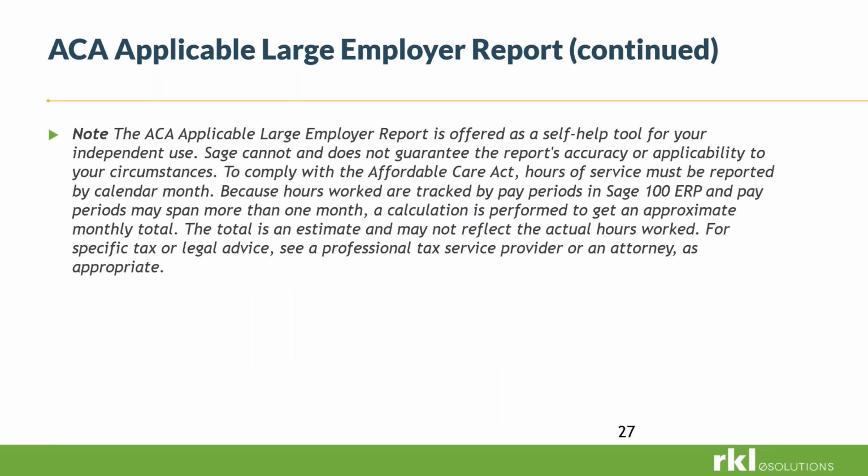This large employer report is offered as a self-help tool. Sage doesn't guarantee that the report will be accurate or that it will apply to your specific circumstances. So please check with your accountant and with the IRS website on that. Hours of service must be reported by calendar month, and because they are tracked by pay periods rather than by month in Sage 100, there is a calculation built into the report to get an approximate monthly total, but it may not be exact.